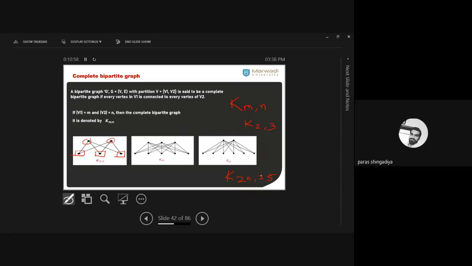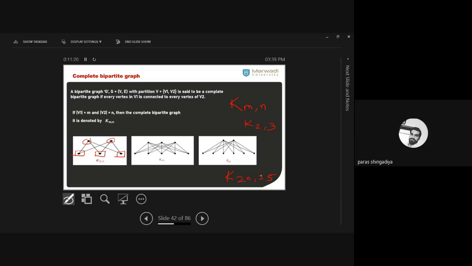Yeah, good. That is m into n. This is the K(m,n) notation. That is m and that is n. So you just check it here. m into n means the total number of edges, and m plus n means the total number of vertices.